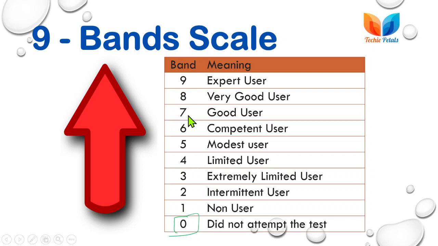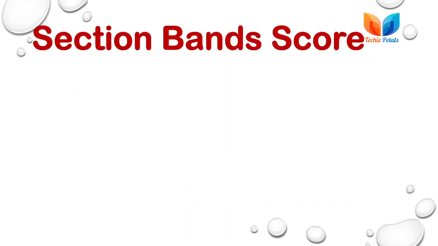Mainly 7 or more than 7 is counted as a good band, where it can contribute good points to the eligibility.